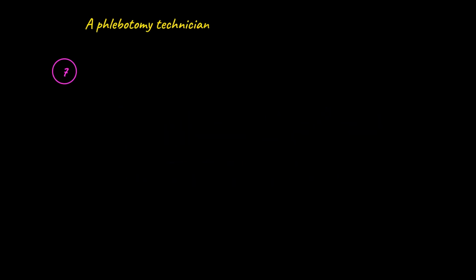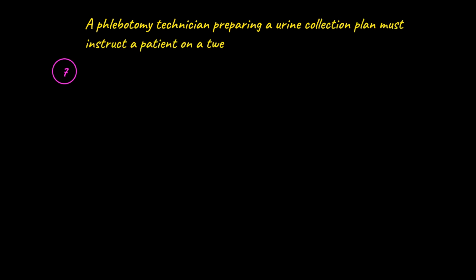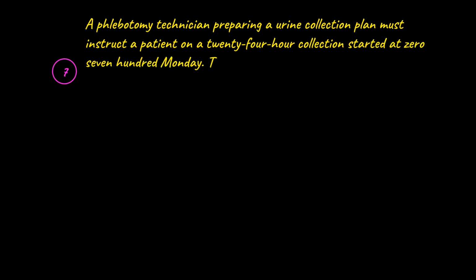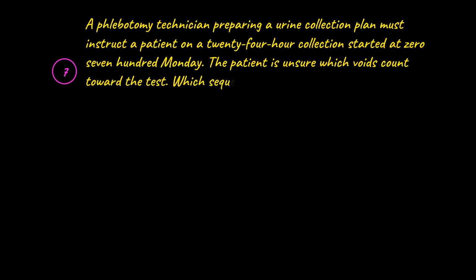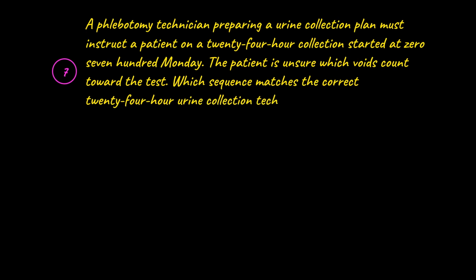Question 7. A phlebotomy technician preparing a urine collection plan must instruct a patient on a 24-hour collection started at 0700 Monday. The patient is unsure which voids count toward the test. Which sequence matches the correct 24-hour urine collection technique for this patient at home?